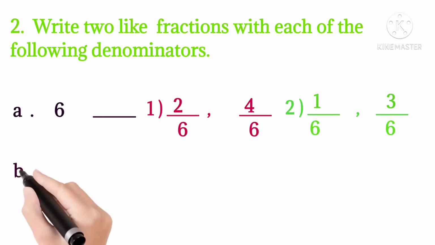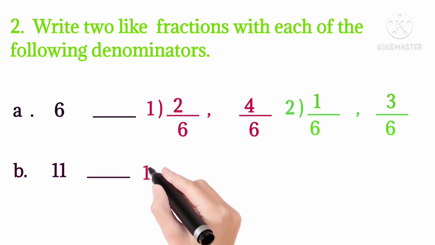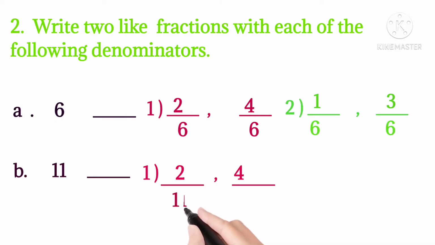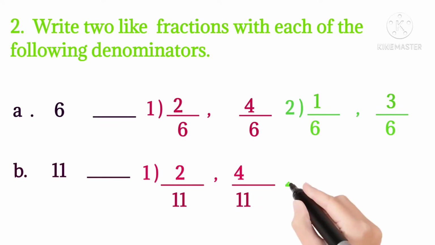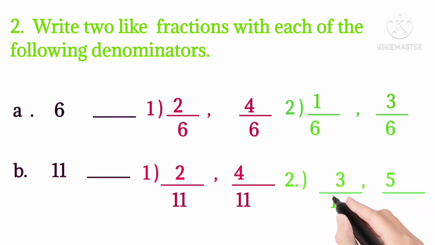Question number B. Denominator is 11. Then we have to make two like fractions. One: 2 by 11 and 4 by 11. Second one: 3 by 11 and 5 by 11. This is another like fraction because here all denominators are the same.